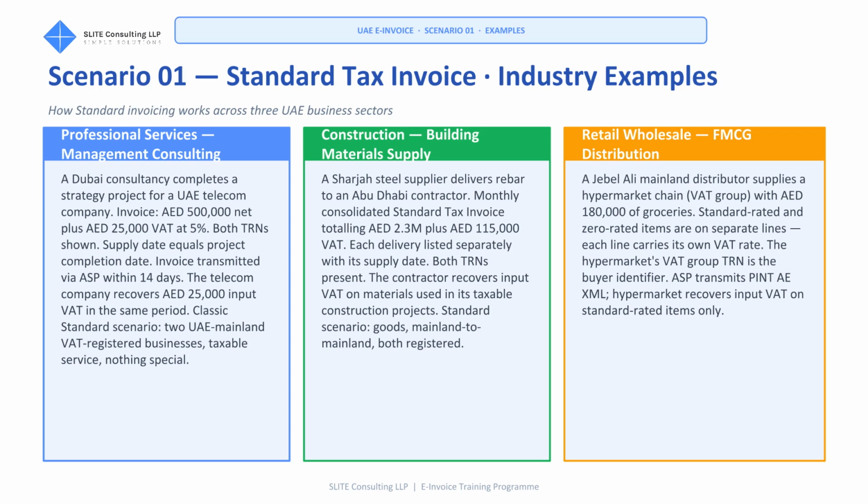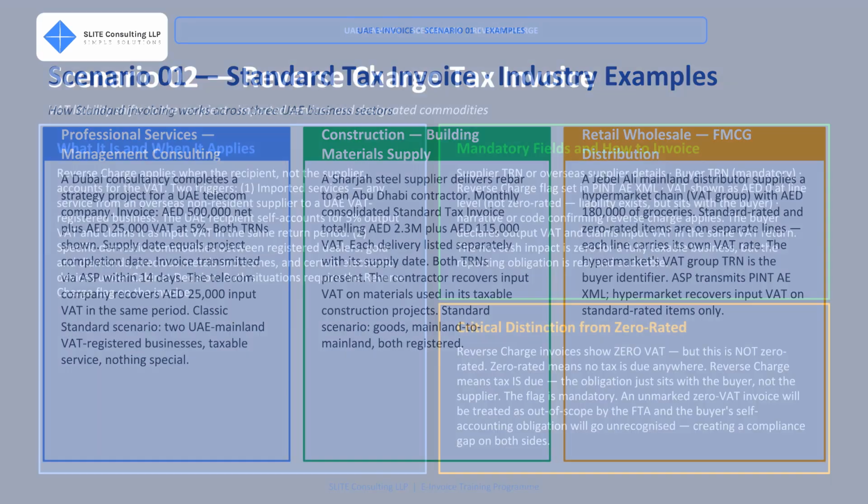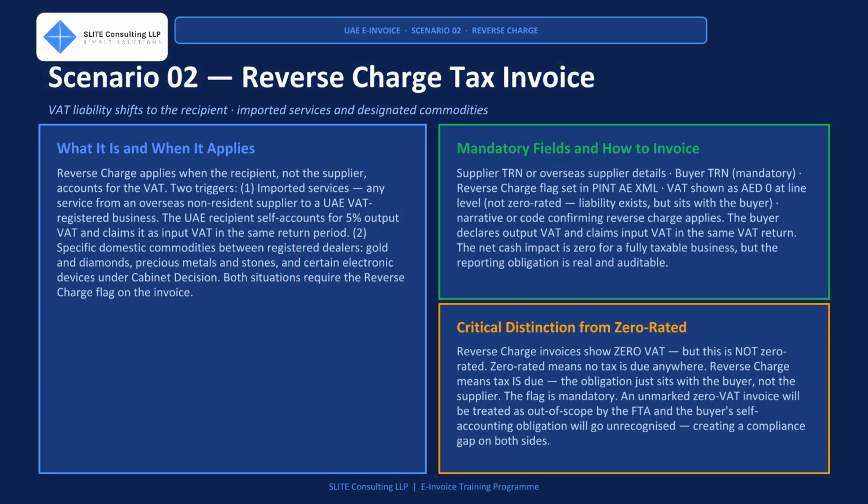Now let us move to something more nuanced: reverse charge. Scenario 2 is reverse charge, and this is where the VAT liability shifts to the recipient rather than sitting with the supplier. 2 triggers. First, imported services from any overseas non-resident supplier into a UAE VAT-registered business. Second, specific domestic commodities between registered dealers, gold and diamonds, precious metals and stones, and certain electronic devices under cabinet decision. In both cases, the buyer self-accounts for 5% output VAT and claims it as input VAT in the same return period. Net cash impact: 0.